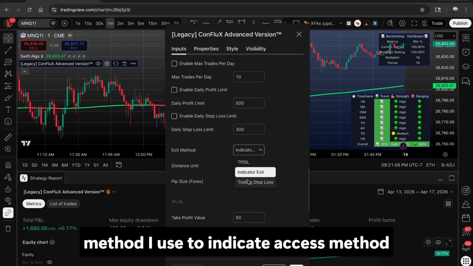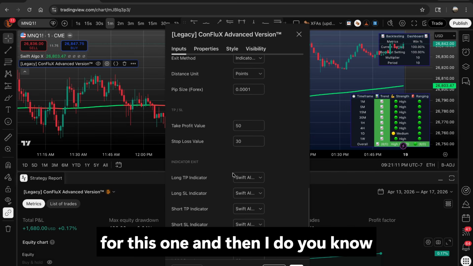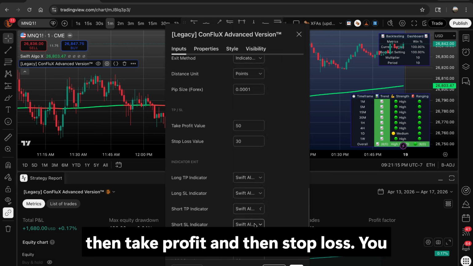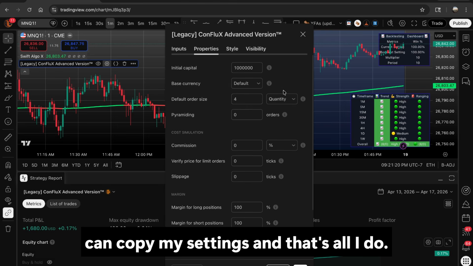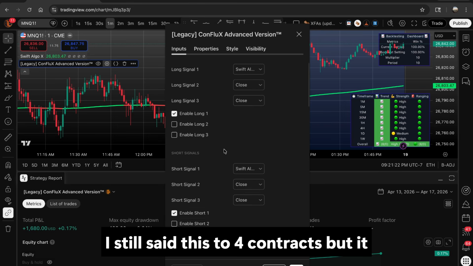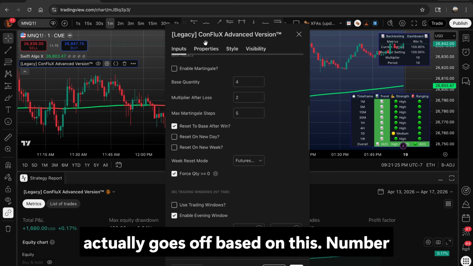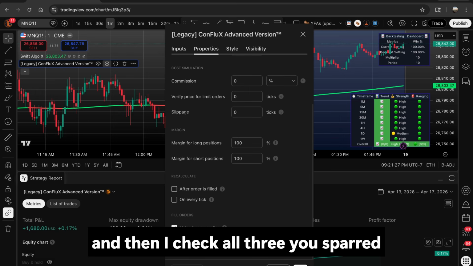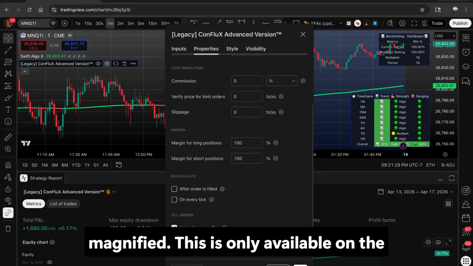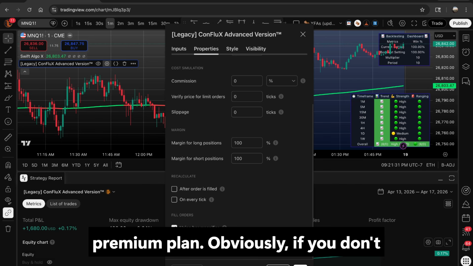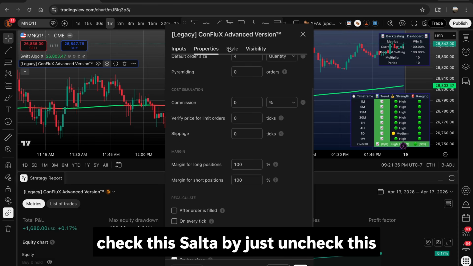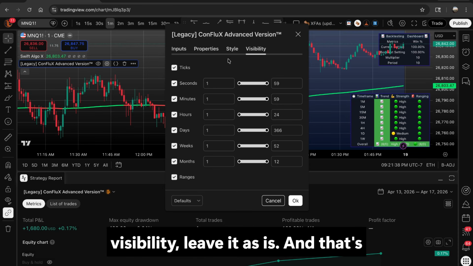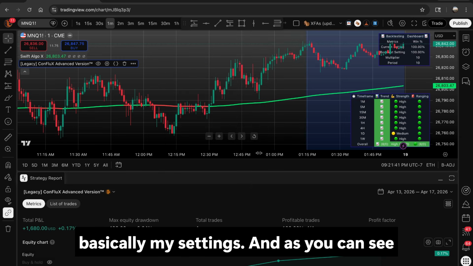Exit method. I use the indicated exit method for this one, and then I do, obviously, take profit, then stop loss, then take profit, and then stop loss. You can copy my settings. That's all I do. I still set this to 4 contracts, but it actually goes off based on this number. And then I check all 3. Use bar magnify. This is only available on the premium plan. So obviously, if you don't have the premium plan, then you cannot check this. Style tab, I just uncheck this. Visibility, leave it as is, and that's basically my settings.